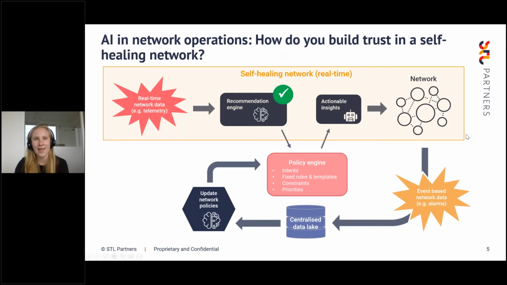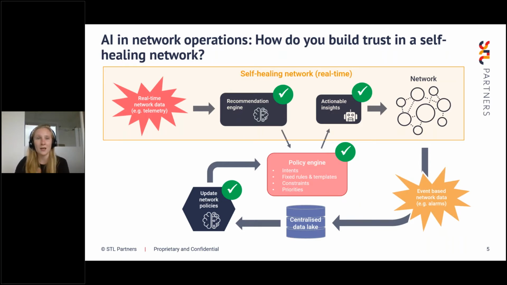What we think, in order to make sure that you have trust in this system, is that at each point along the way, there has to be transparency and explainability to your existing network team. So they have to be able to understand why the recommendation engine recommends what it does, particularly if that's different to what they may have done in their day-to-day practices before. They have to understand how the policy engine ensures that policies are met. They have to understand why an action or an insight has been suggested before it's implemented in the network. And they have to have faith that the policy engine is being successfully updated at the end of it.